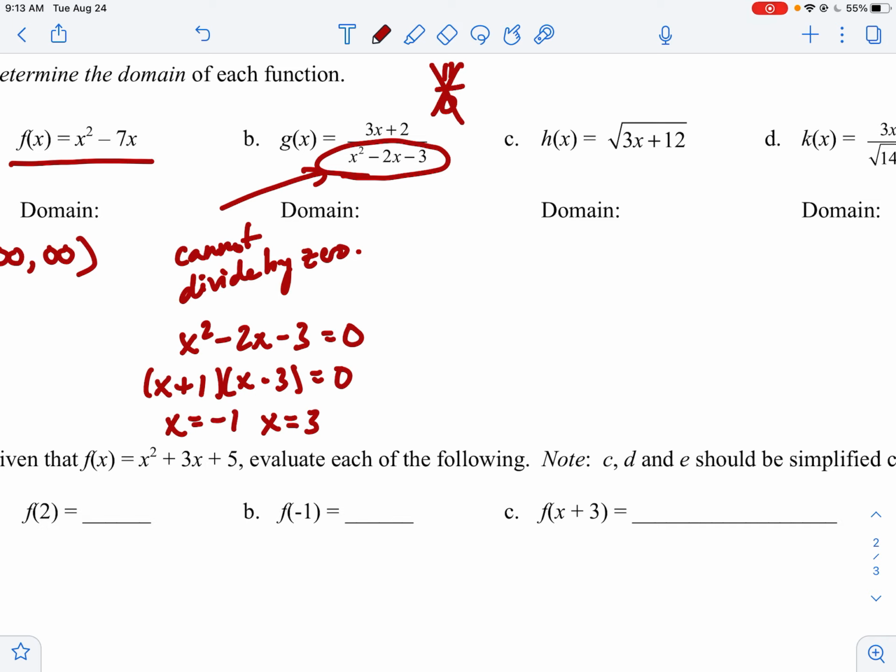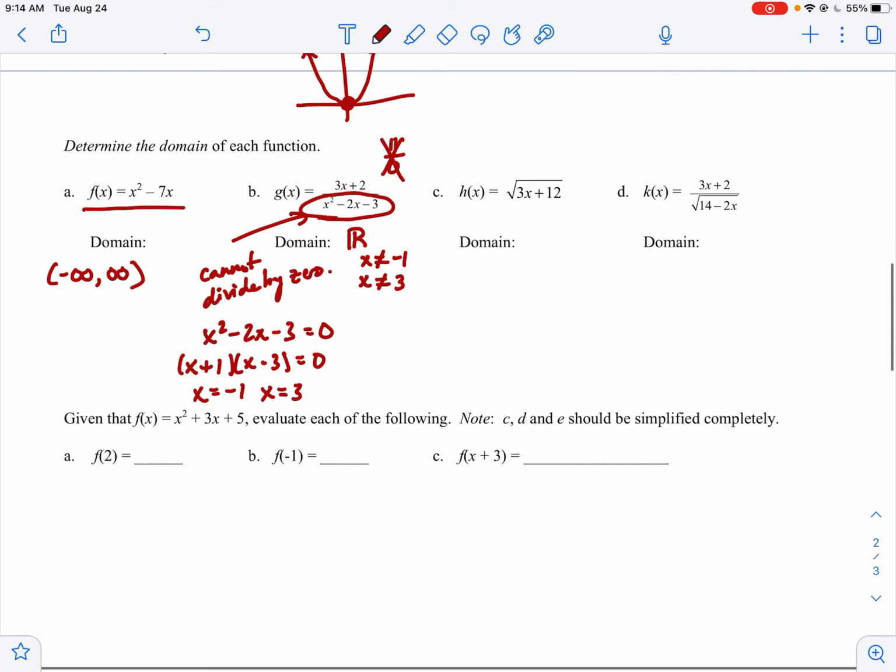So for the domain here, we could say that you can do anything, right? All real numbers, let's say. That's the fancy symbol for real numbers. It's like an R with a double line. But x cannot be -1 and x cannot be 3. Basically saying, look, everything is valid except -1 and 3. Can't use those.